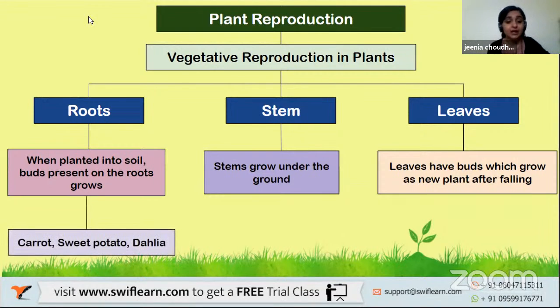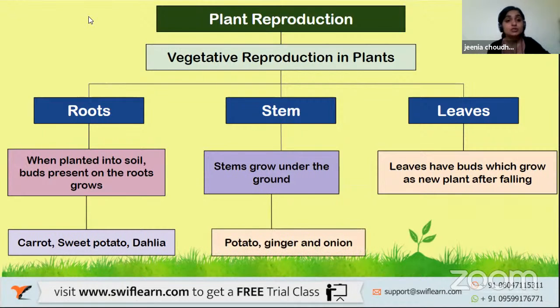Looking at the examples, if we talk about roots, what are the different plants that grow from roots? Carrots, sweet potato, and dahlia grow from roots. You just need a part of the plant that has buds on it, and then it grows into an entire new plant. Moving on, the other one is the stem.